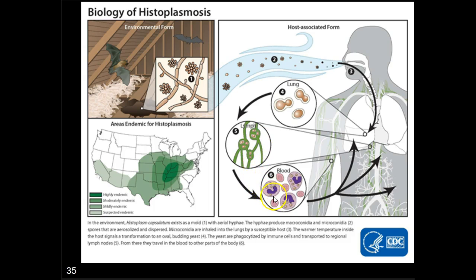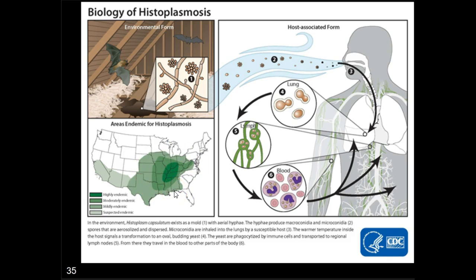Once they are phagocytized and circulating in the lymph, they are now able to be dispersed throughout the body, and they often circulate back into the lungs of the host. There are specific regions that are endemic for histoplasmosis, including these regions here in the United States.